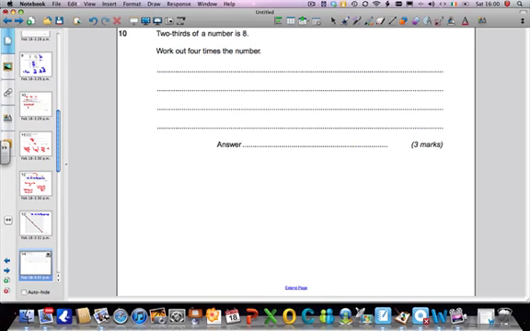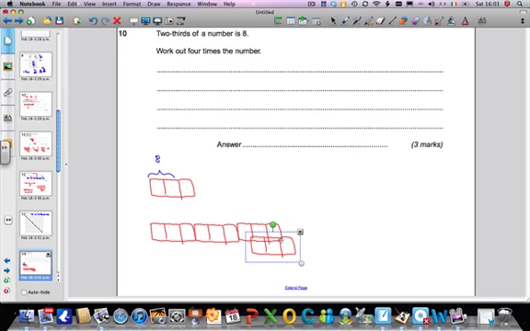Okay, 2/3 of a number is 8, and we're asked to work out 4 times the number. Again, like I said before, it helps to draw a little diagram. So if you imagine we had a box which represented this number, and we're told that 2/3 of this number is 8, and we're asked to work out 4 times this number. So let me duplicate that now. So we're asked to work out what 4 times this number is. That's what we want to know.